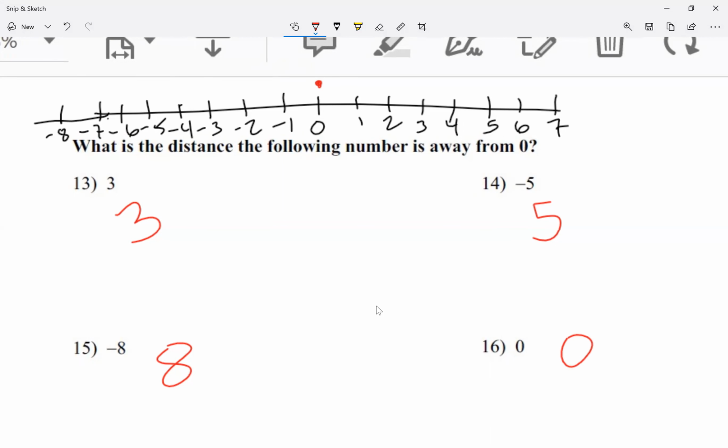Remember, for me to count, I was using these little hops. I don't have to add a hop because I'm already at 0. My distance is always positive or 0, right? 0 is not a positive or negative number. My distance will never be negative.